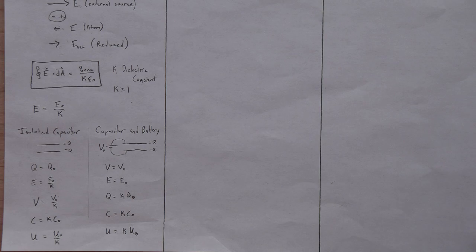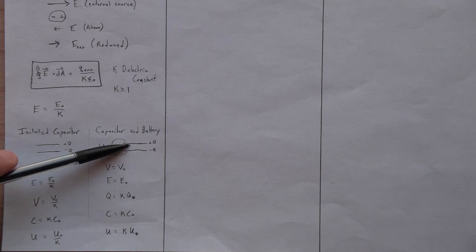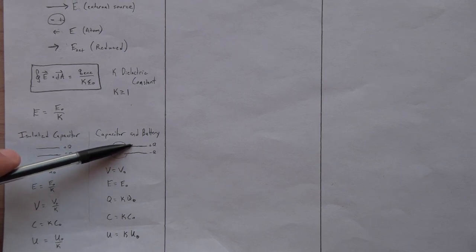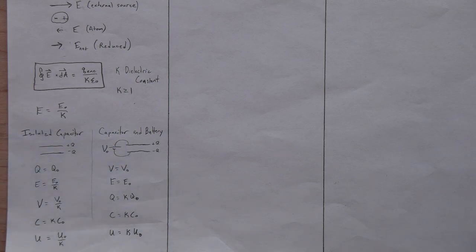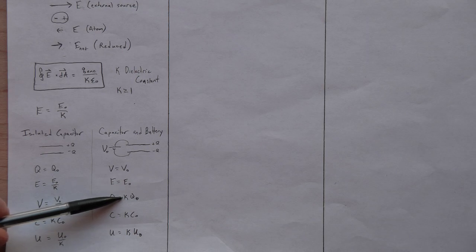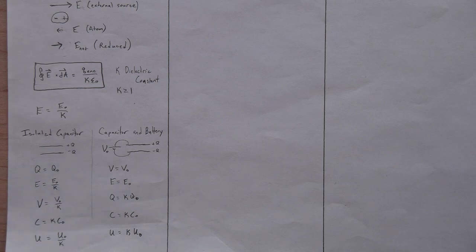This trips a lot of students up. They say, wait a minute, I put in a dielectric. Doesn't that mean the electric field goes down? Well, only if the charge is isolated. But the battery maintains the voltage, therefore from V equals ED, you have to maintain the same electric field. How does that happen? The battery pumps out more charge into the capacitor plates. So the charge increases. That's how the electric field stays constant.